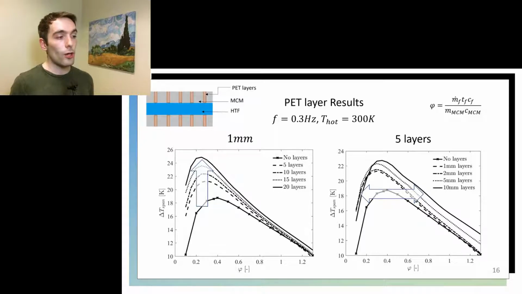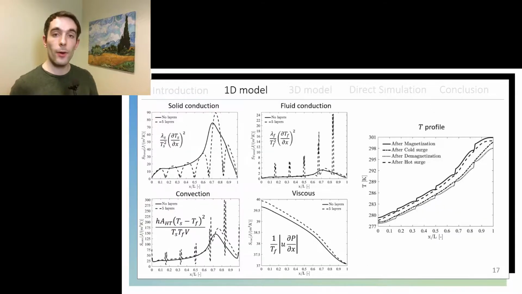And this happens not only because we are increasing the length of the regenerator, but also because I didn't take into account the heat capacity of those insulator layers in the expression of the utilization ratio. And so the curves of the temperature span of the machine get wider and the regenerator is more useful at higher utilization ratios. Then I went on to calculate the generated entropy in the regenerator, and this is a very useful concept because it lets us quantify the inefficiencies of our machine.